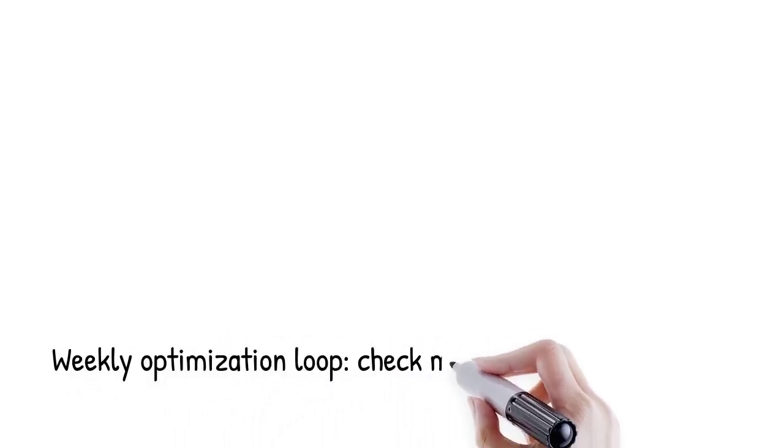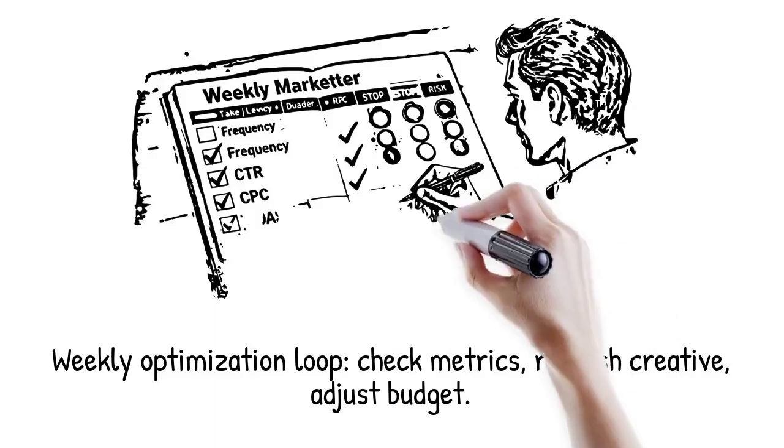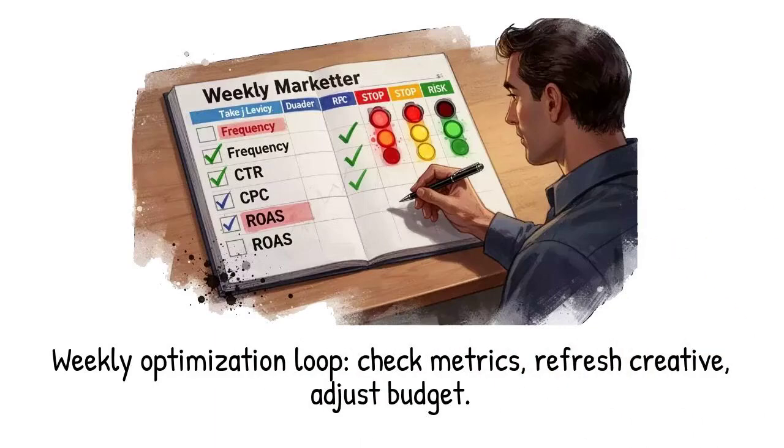5. The optimization loop, weekly scaling maintenance. Every 7 days, run this loop. Step 1. Check frequency. Is it crossing the fatigue threshold? Step 2. Check CTR. Is it dropping below 1%? Step 3. Check CPC. Is it rising week over week? Step 4. Check ROAS. Is it stable or declining?